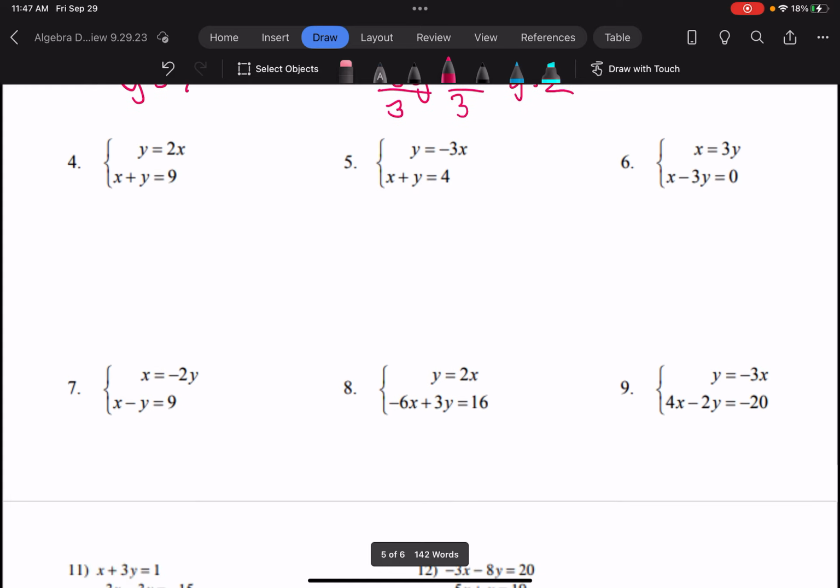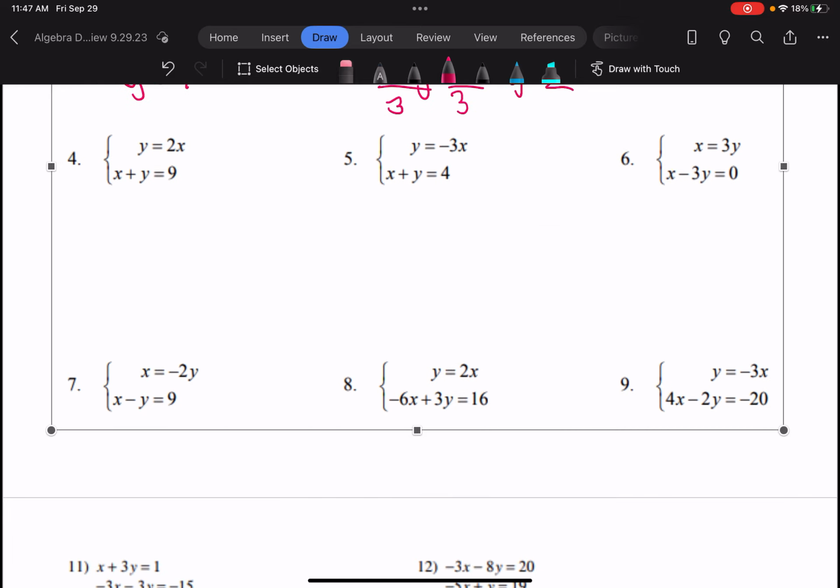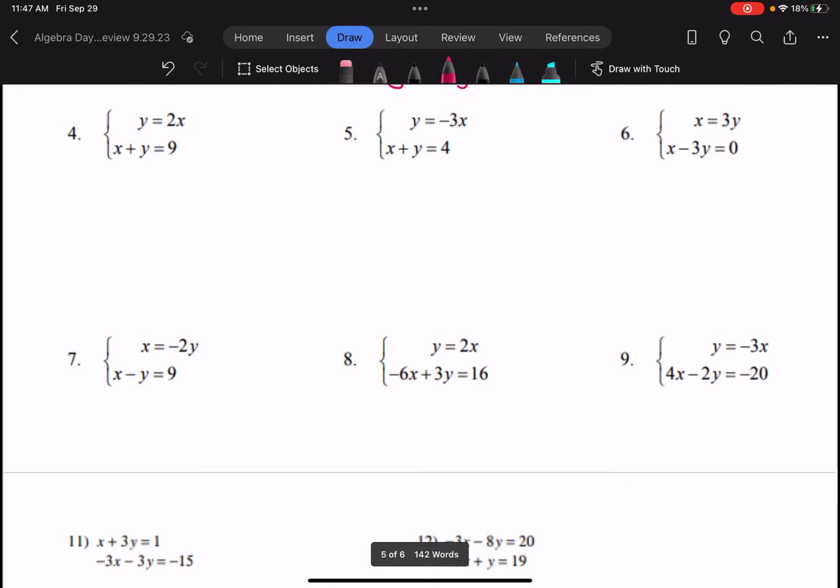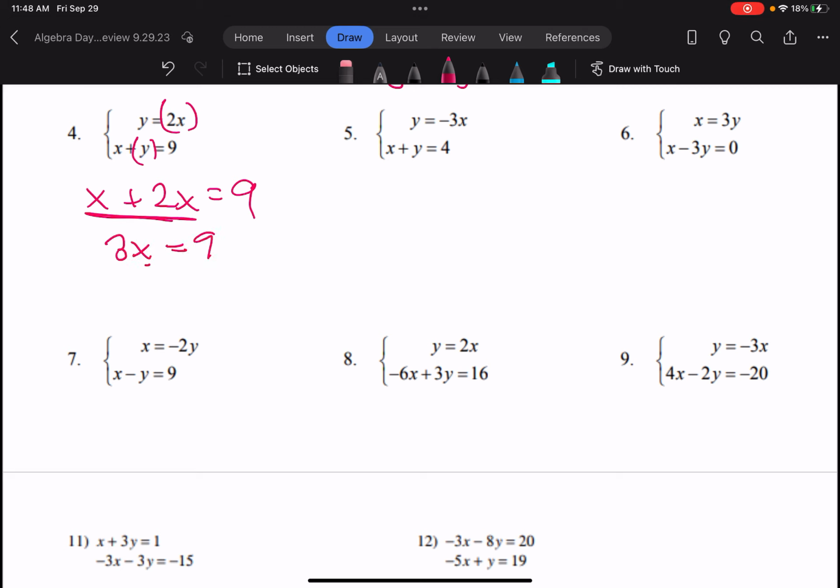Let's take a look at number 4. I'm going to show you basically one example from each row. So if we have y equals 2x, we're going to substitute that in here for y, so we get x plus 2x equals 9. We can combine like terms, so 3x equals 9. And then I'm going to do inverse operations and divide both sides by 3. We get x equals 3.